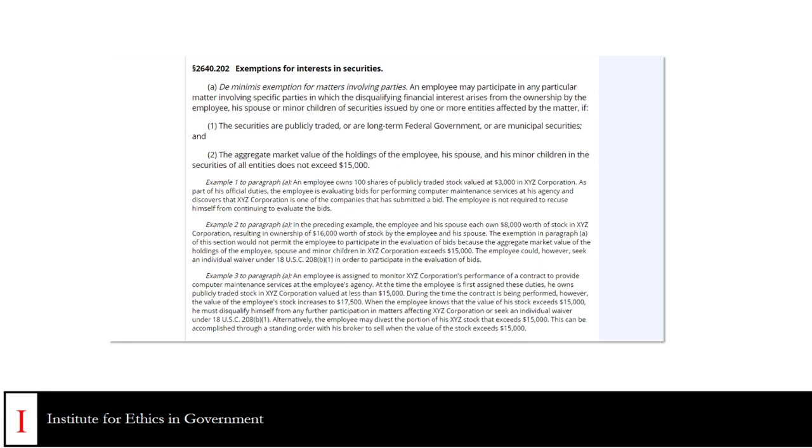If we had an employee who is frequently working on matters that would affect or involve Duke Energy, we may advise them to divest of that holding out of an abundance of caution, so they don't have to monitor the value of the holding to ensure that it stays below $15,000.